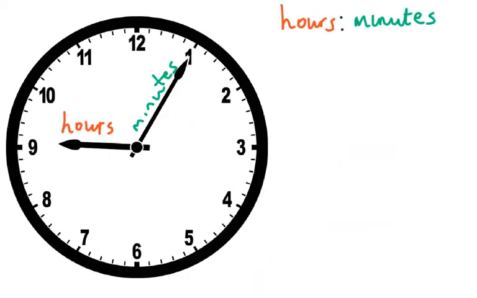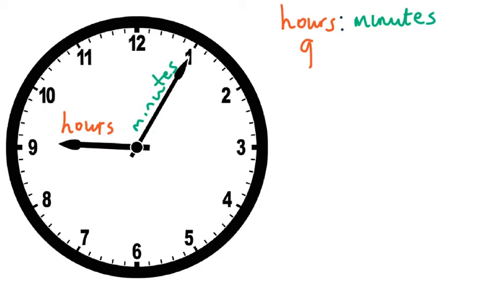Look at our example here on the clock. Have a look at the hour hand. We can see it's barely past 9, but it hasn't reached 10 yet. So the hour is just after 9 o'clock. Let's put a 9 in for our hours.